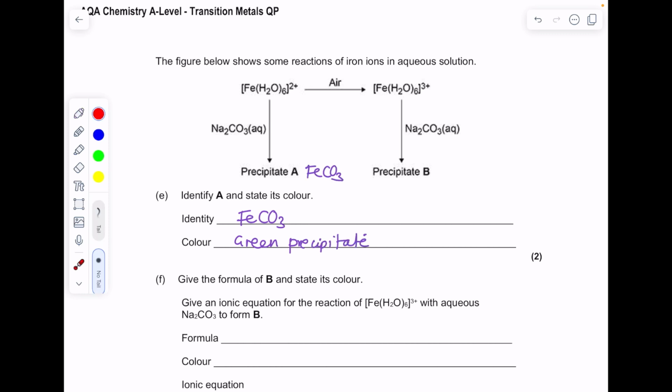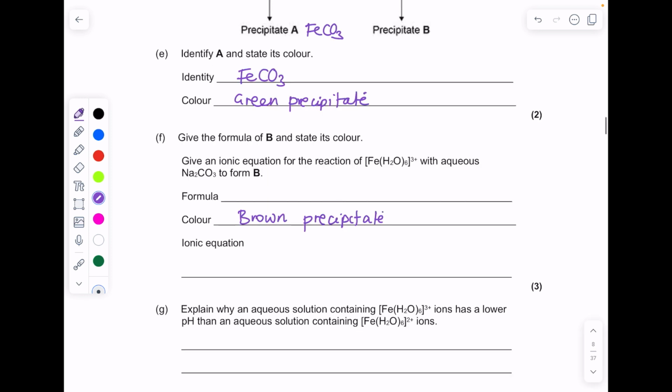Over here we have Fe3 plus reacting with sodium carbonate. That produces a brown precipitate. The formula is this, and they want the ionic equation for this.